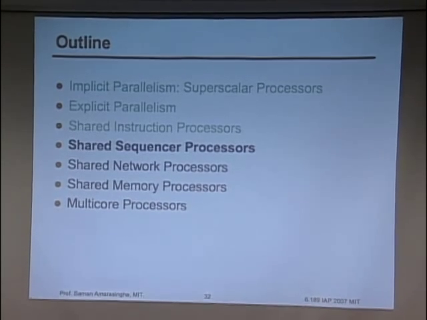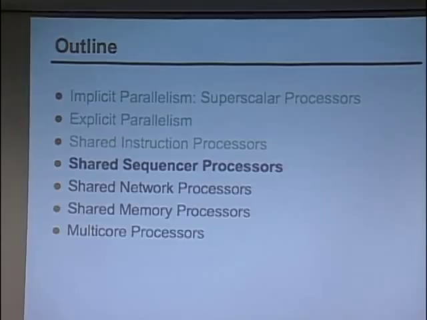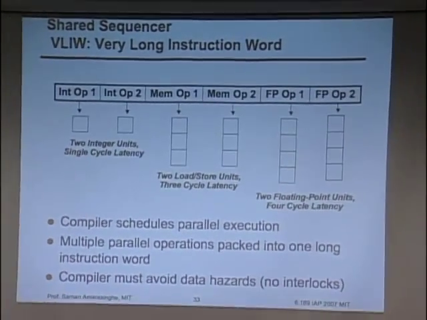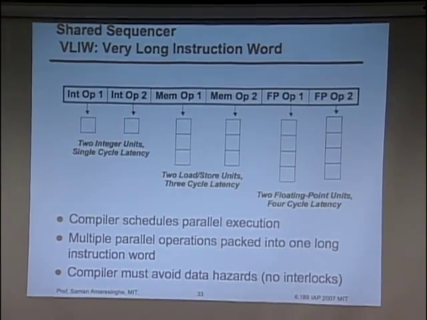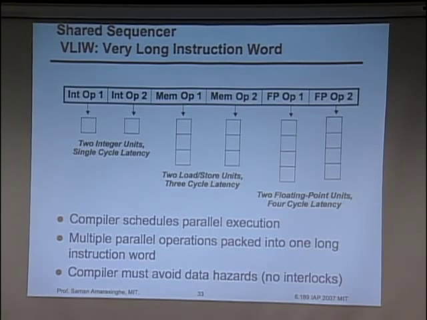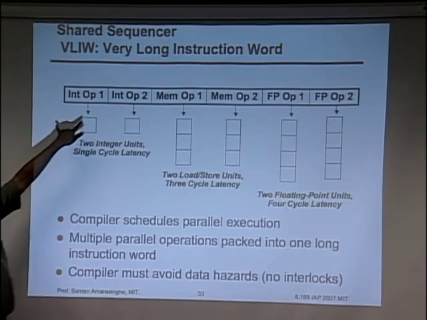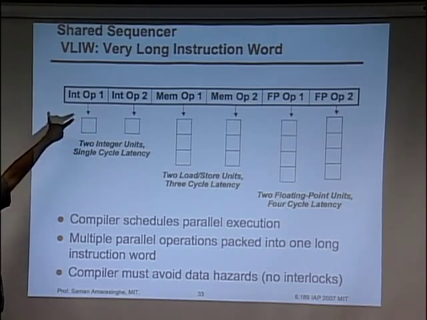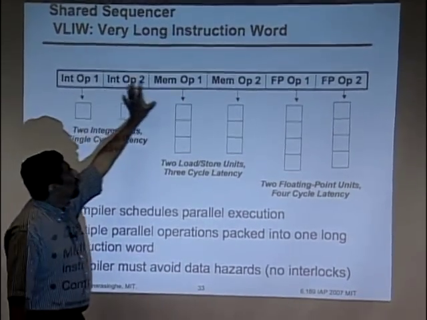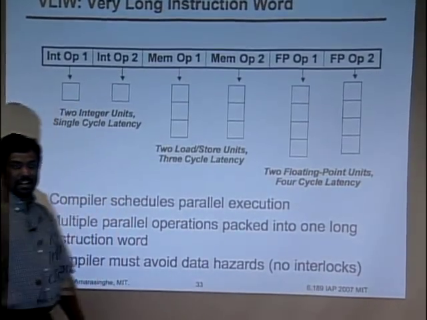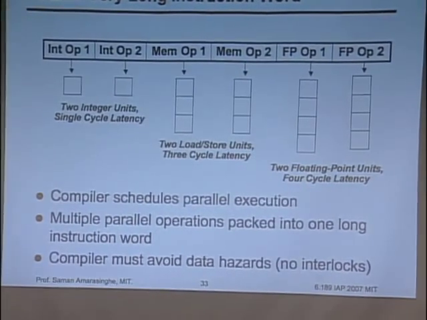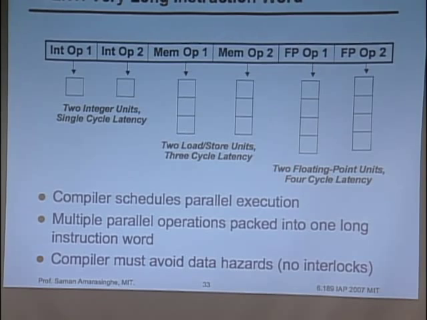So the next thing is the shared sequencer processor. Here, it's similar to the vector machines because each cycle you issue a single instruction. But the instruction is a wide instruction. It has multiple operations in the same instruction. So what it says is, okay, I have multiple execution units, memory units, separate units, and with each instruction I will tell each unit what to do.